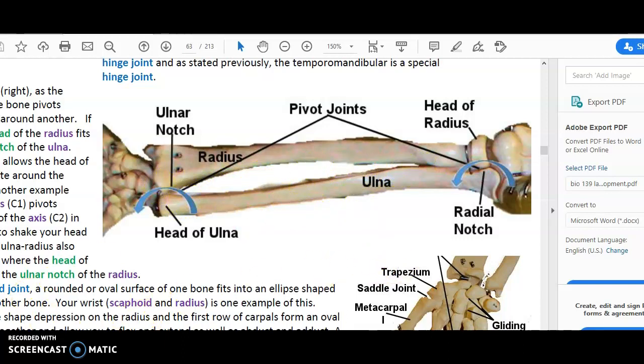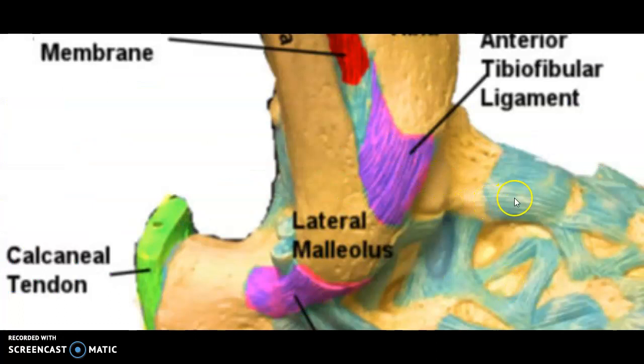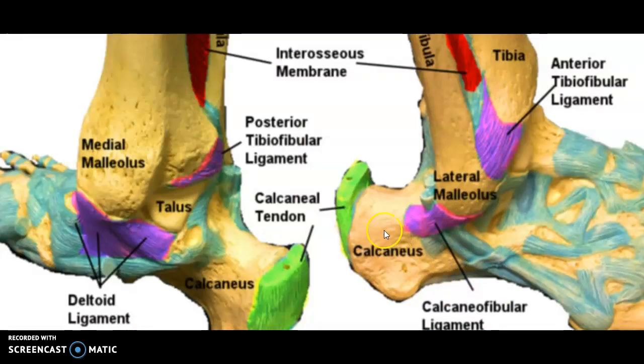So this is the lateral view, and I'm zooming in just so you can see it a little bit better. This ligament right here is the anterior tibiofibular ligament because it's going from the tibia to the fibula, and it's anterior, which means there's going to be a posterior one hiding back there. This one right here is going from the calcaneus to the lateral malleolus. It's the calcaneofibular ligament. So far, so good?